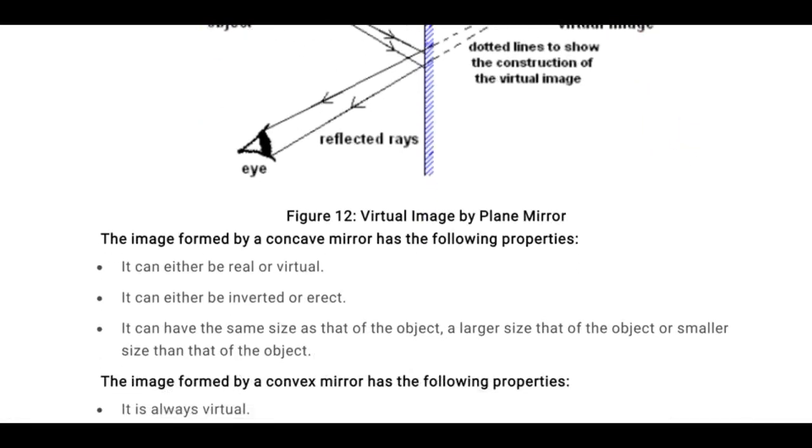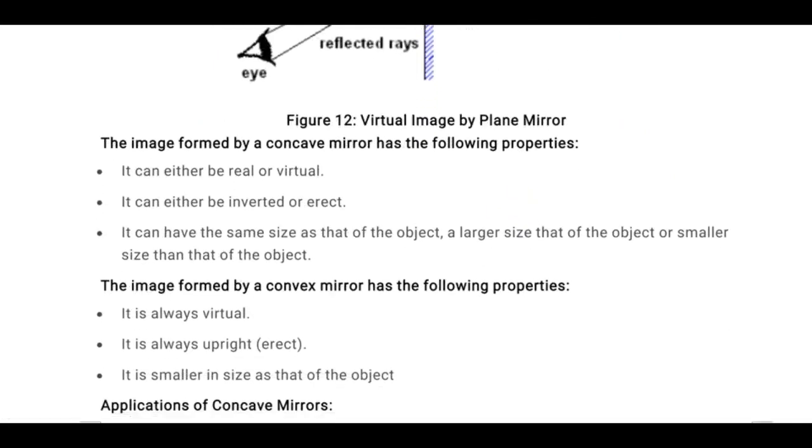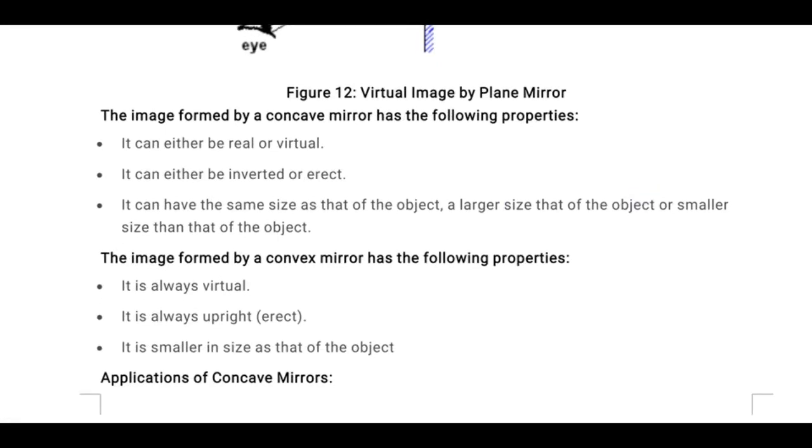And the image formed by a concave mirror has the following properties we want to keep in mind. It can either be real or virtual. It can either be inverted or erect. So generally a real and inverted image falls on a concave mirror, whereas in a convex mirror only a virtual and erect image will form. In a concave mirror, a real inverted image will form. Right? At one instant, it can produce a virtual image. That you are going to see in higher classes.